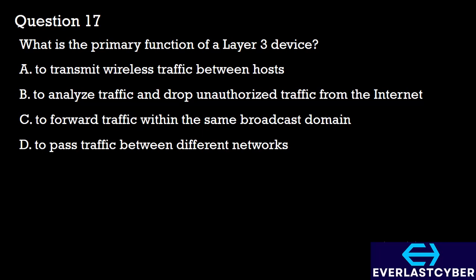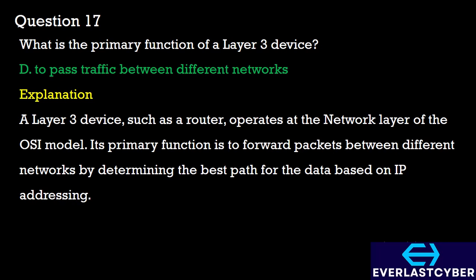While in option D, a layer 3 device like a router operates at the network layer of the OSI model, and its primary function is to forward packets between different networks by determining the best path for the data based on IP addressing. So the primary function of a layer 3 device is to forward packets between the different networks by determining the best path for the data based on the IP addressing. This allows communication between devices on separate networks.